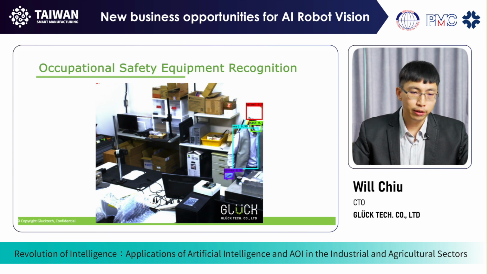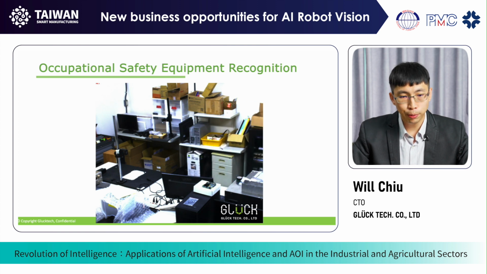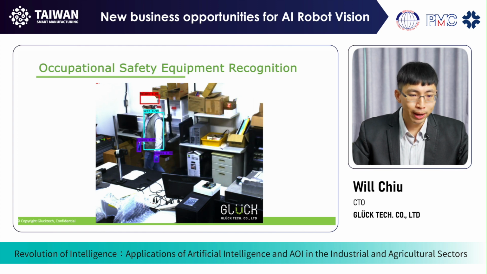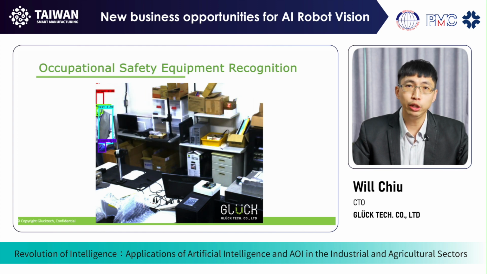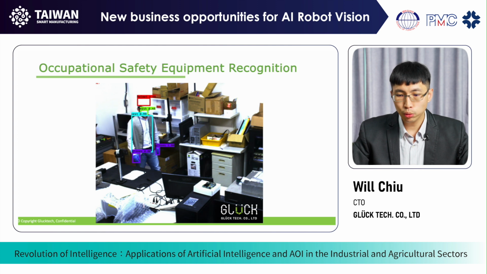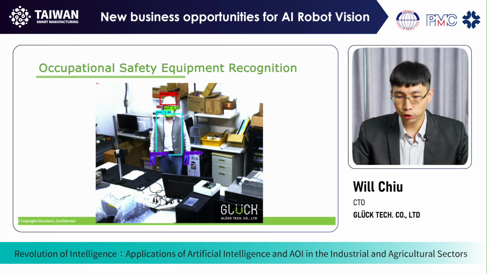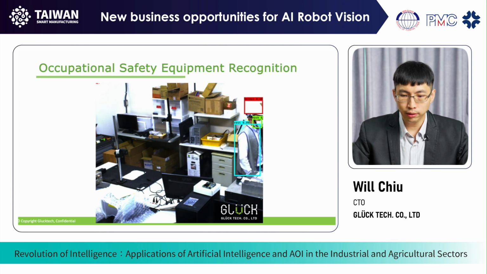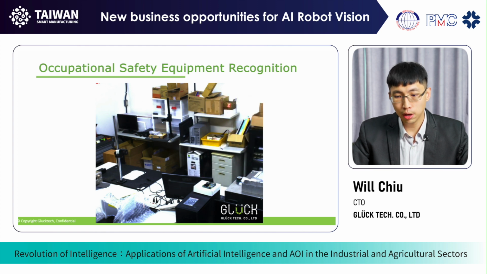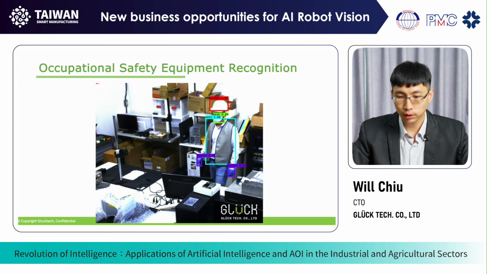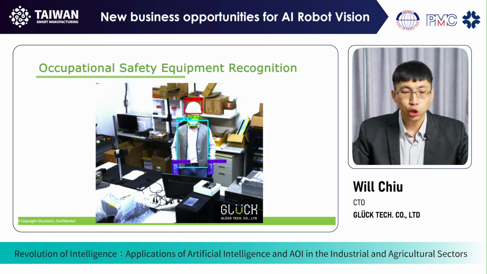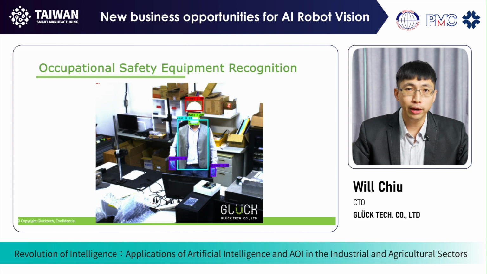And the next slide is a very useful application. We use AI for occupational safety equipment recognition. Through relevant AI technologies like YOLO, we can easily identify safety helmets, vests, gloves, masks, and other equipment in the image. You can see the video in the slide.